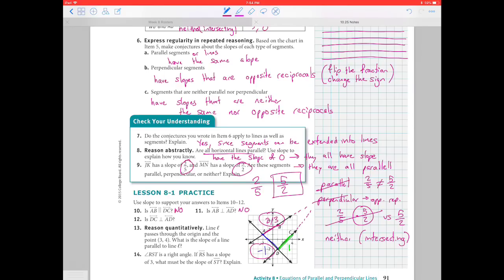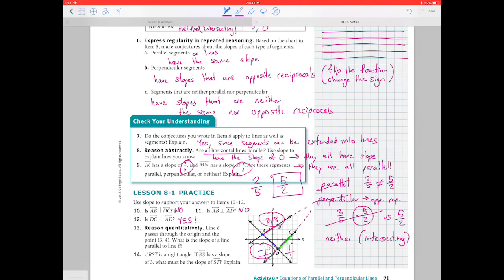The last one we need to check is AD versus DC. Are those perpendicular or not? We can look at the fractions. Well, here we don't have fractions. We can make them fractions. So we have -1/1 and 1/1. They are opposite. We have a positive and a negative, and they are reciprocals because if we flip 1/1, we get 1/1. So those are perpendicular.